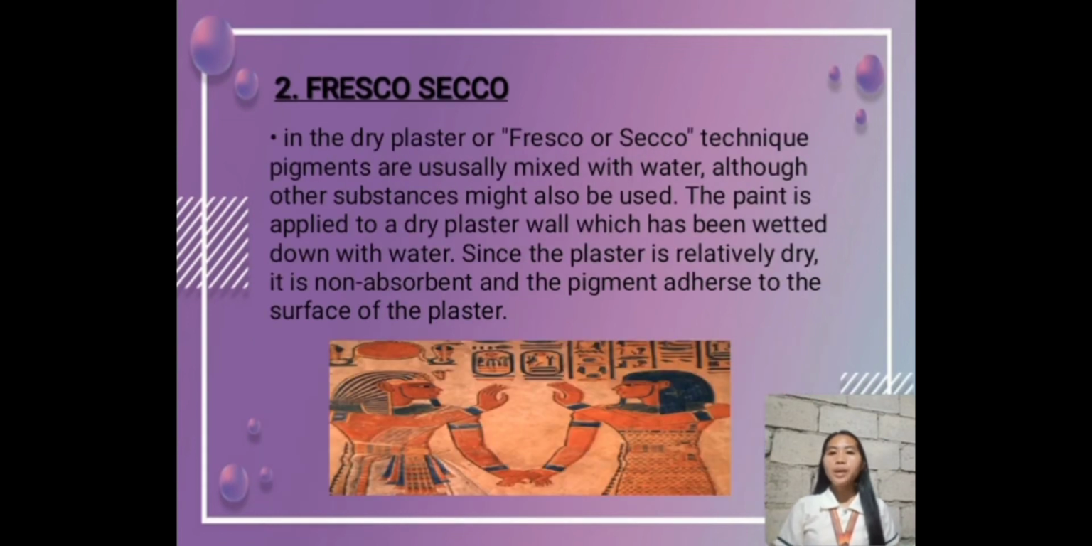The second, we have the fresco-secco. In the dry plaster or fresco secco technique, pigments are usually mixed with water, although other substances might also be used. The paint is applied to a dry plaster wall which has been wetted down with water. Since the plaster is relatively dry, it is non-absorbent and the pigment adheres to the surface of the plaster.